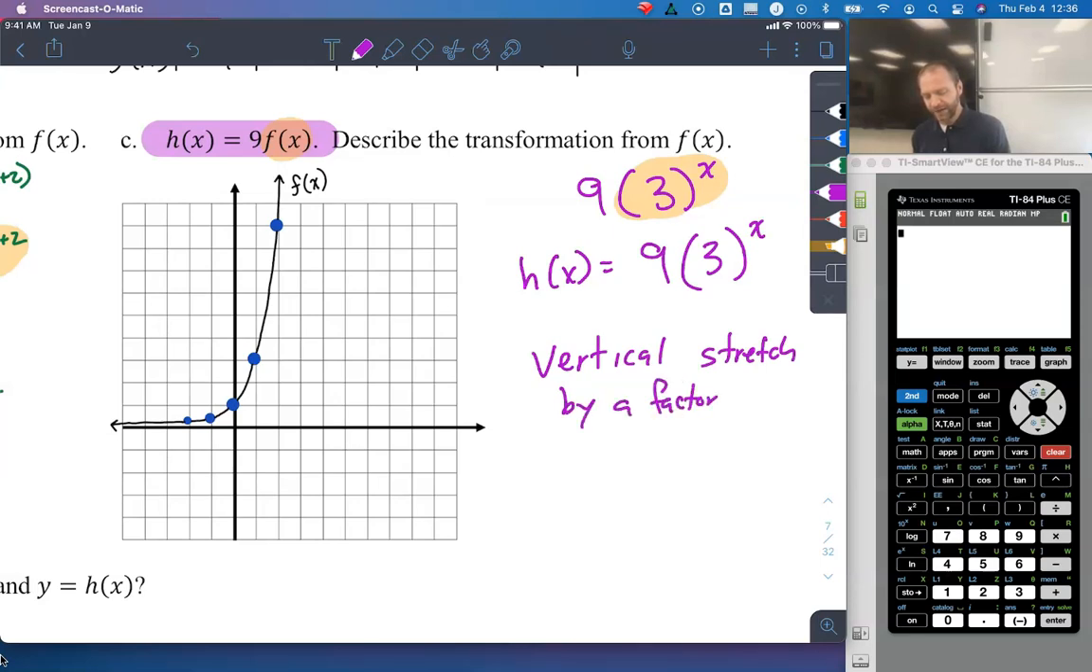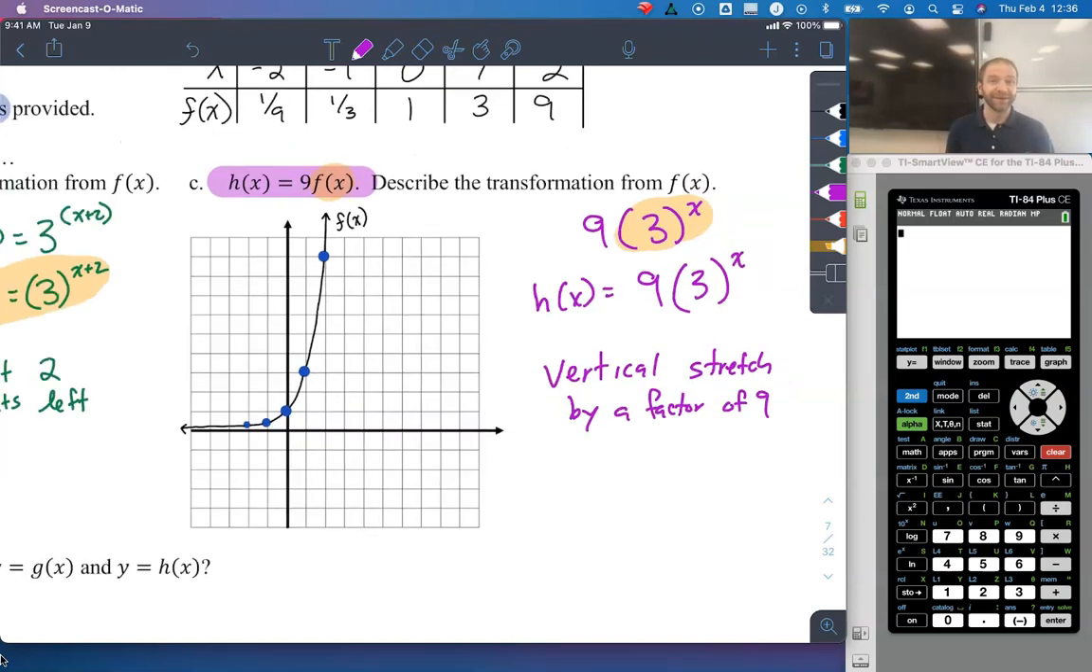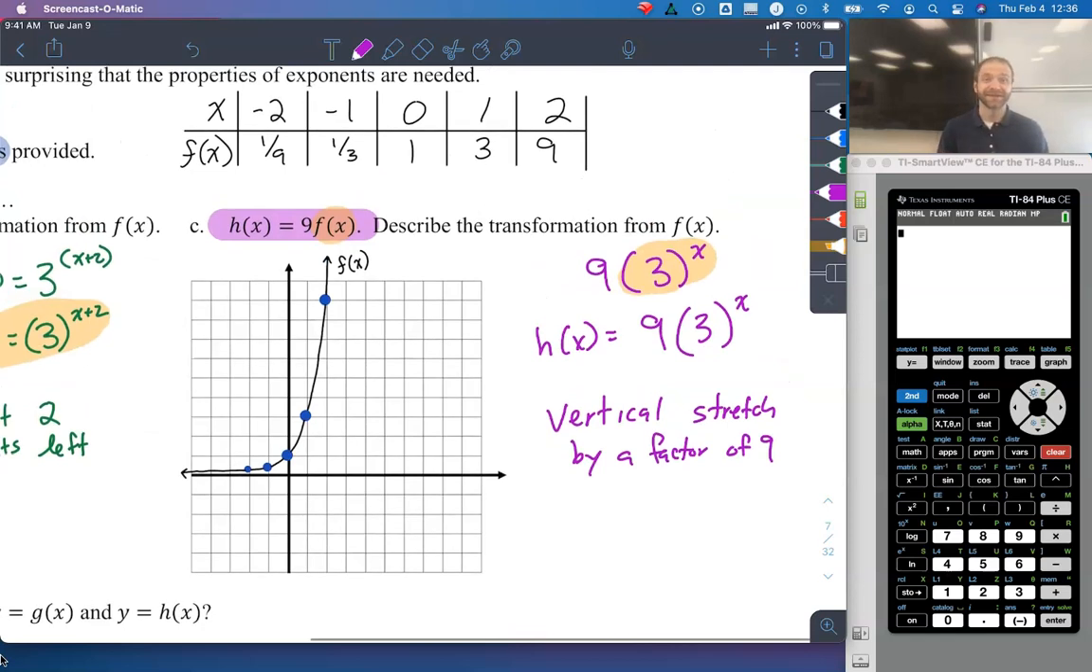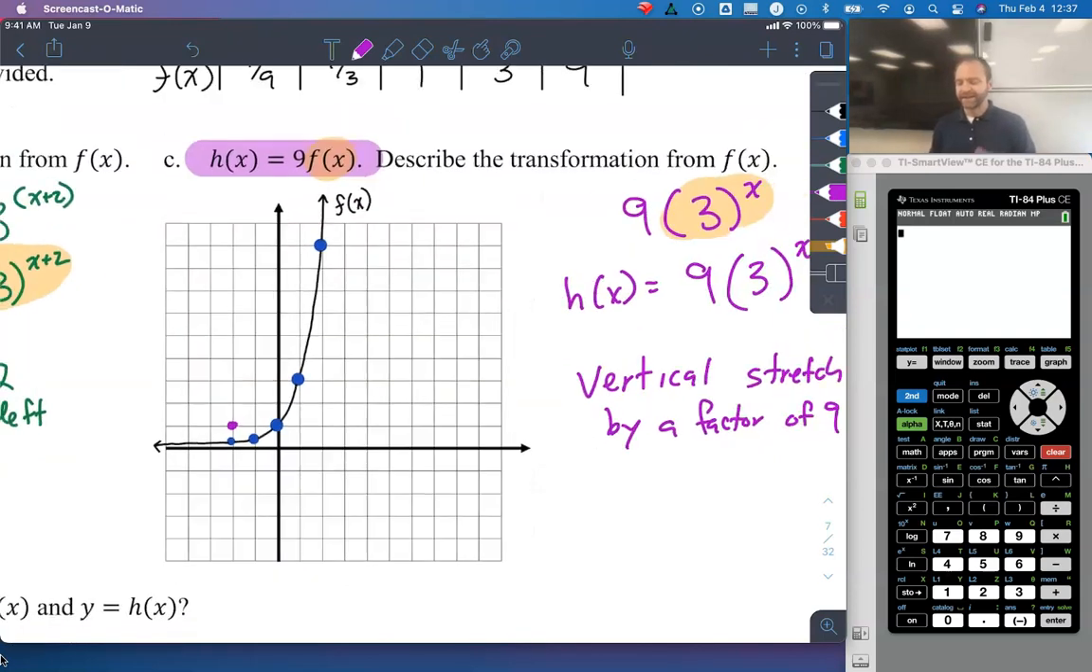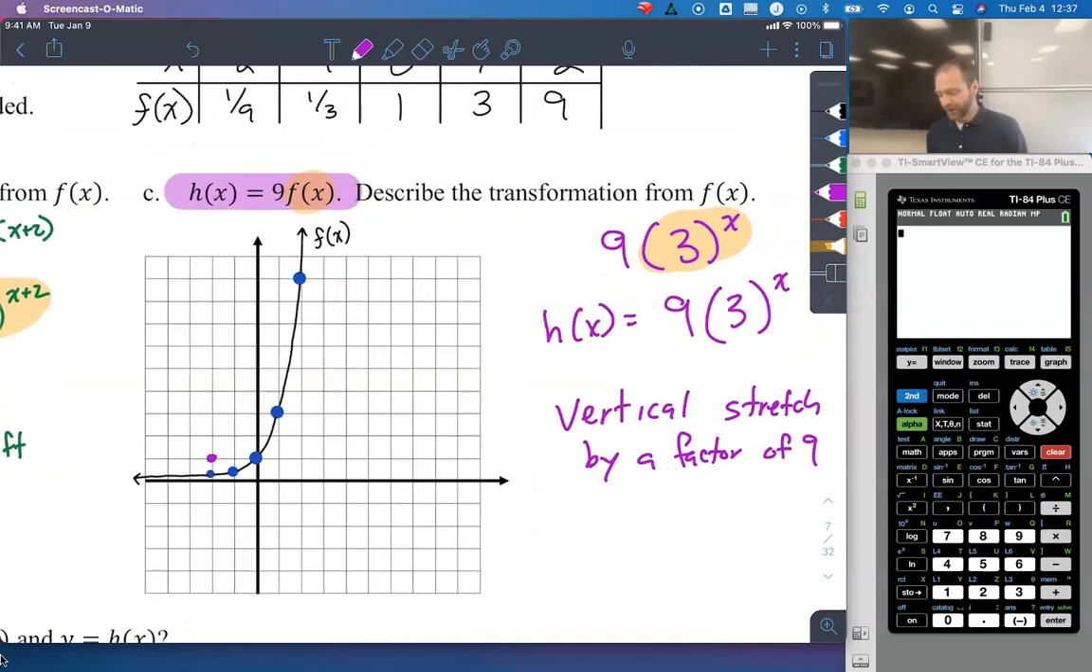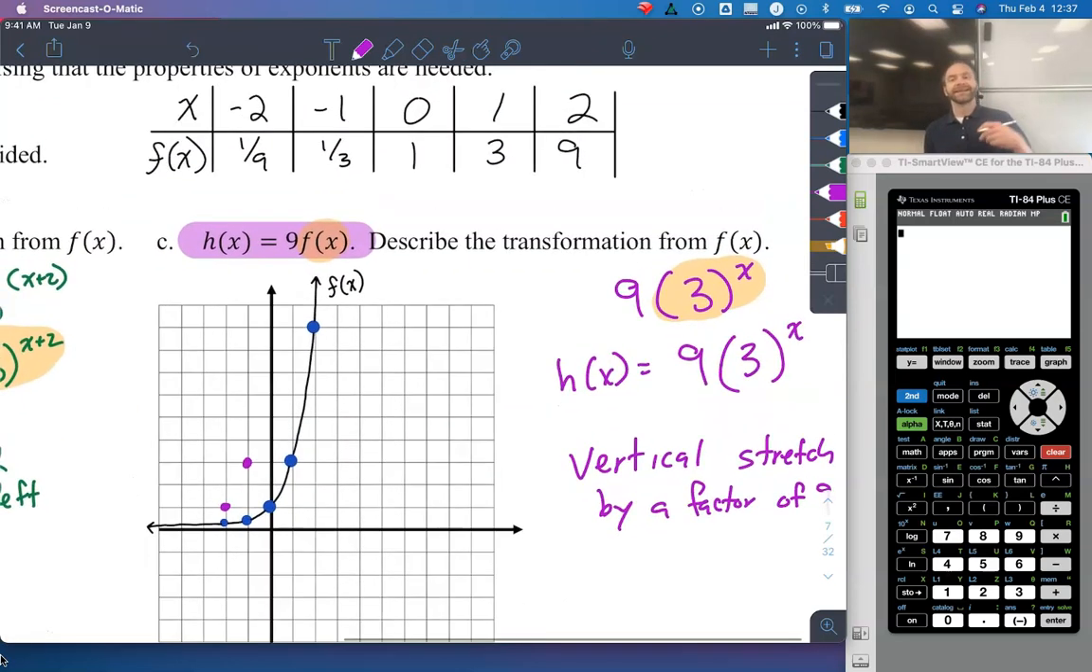That means I'm going to multiply by 9. So every single one of those points, you multiplied by 9, which is, by the way, really nice that we have a table there because it's going to make that output multiplication a lot easier. So if I take the 9 times the 1/9, which is a negative 2, I'm going to get 1. If I take the 9 times the 1/3, I'm going to get 3. If I take the 9 times the 1, I'm going to get 9.